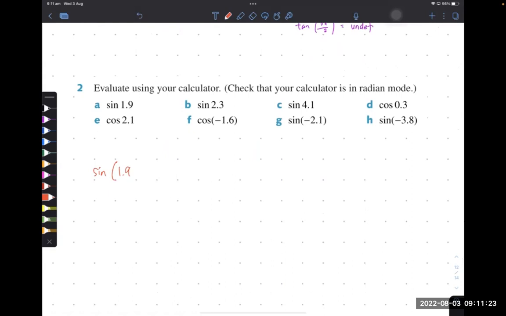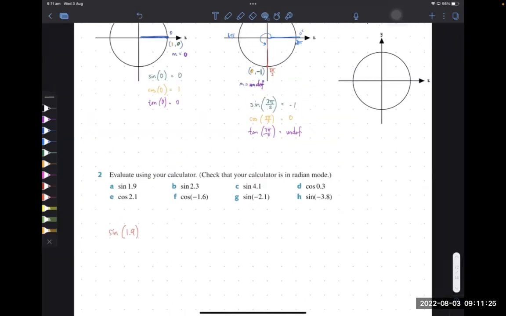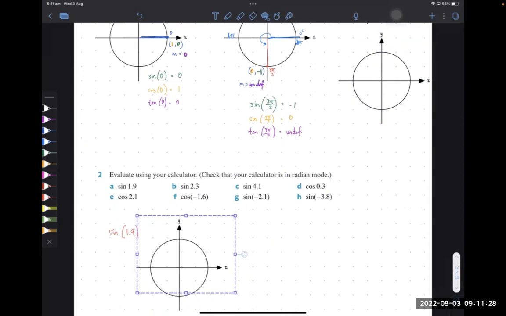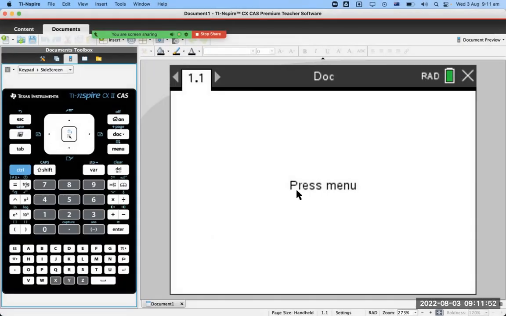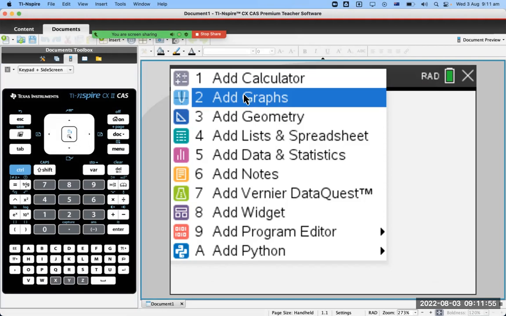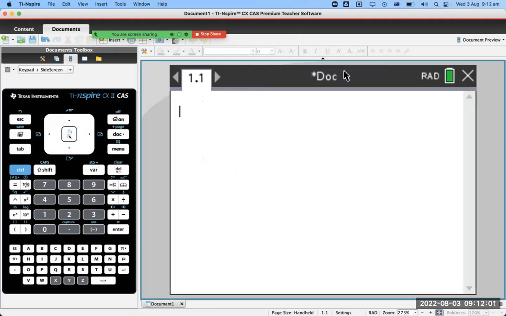Sine of 1.9. We need to actually find out where this location is. Where is 1.9? This is hard to actually measure because it's not in pi, right? In this particular case, it's actually easier if we convert it to degrees, because right now it's in radians. There's no degrees on there. Actually, what was the question asking? It says, yeah, use your calculator. Never mind. But you can convert it to degrees if you want to know where 1.9 radians is.